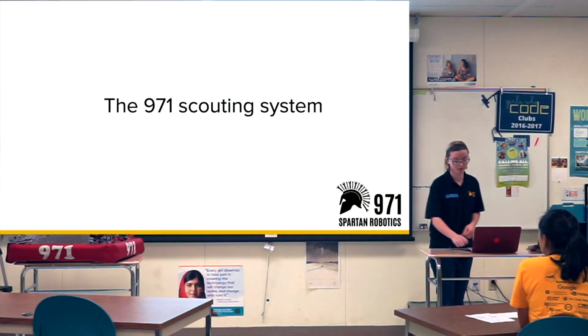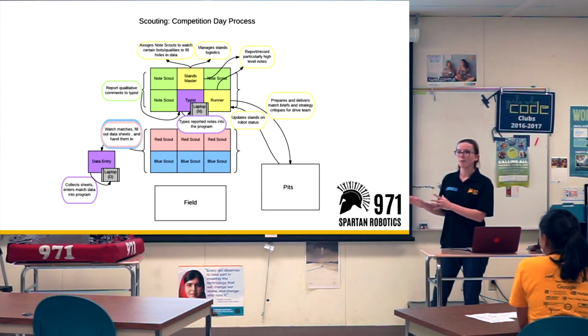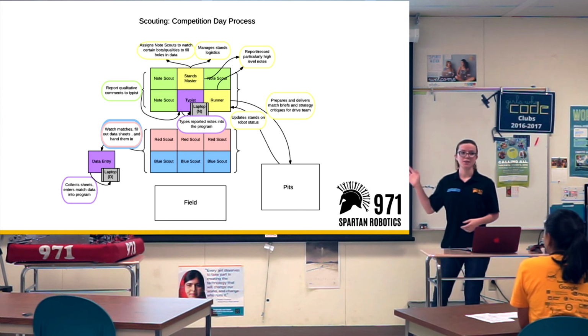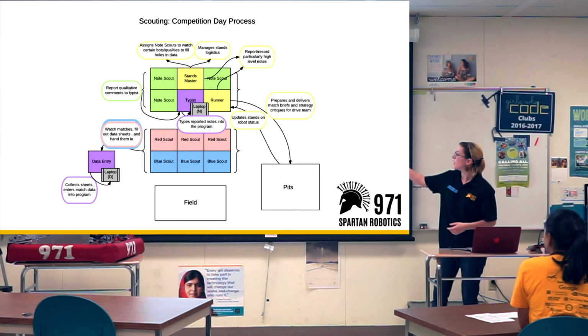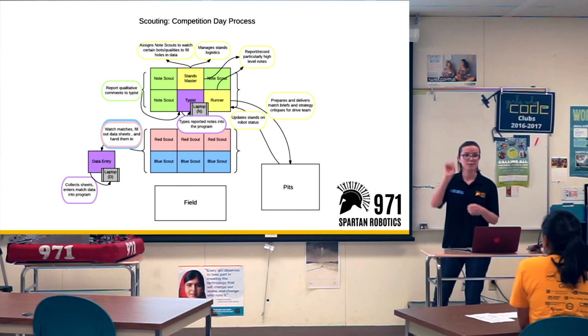The 971 scouting system. This is a really intense looking flowchart, and we're going to unpack it. What you're looking at is a representation of what we're doing in the stands during a competition. Each of those colored boxes represents one person. Please note that the stands master and runner positions can be filled by multiple people; they're just one box on the flowchart. So we're going to go through each position, add them into the flowchart, and see where they all connect.